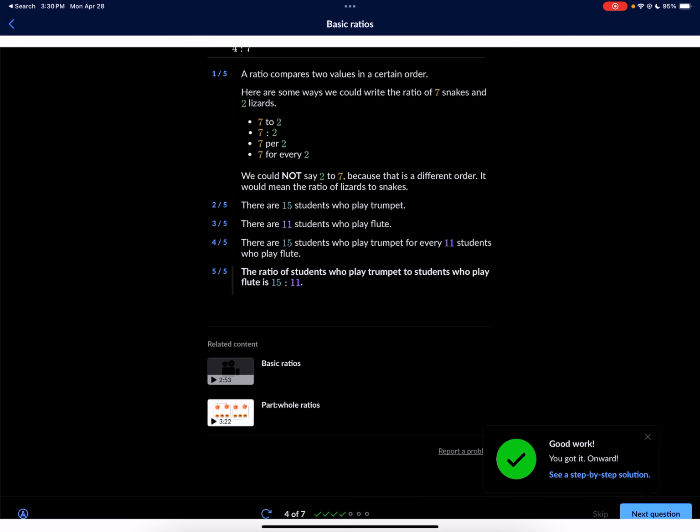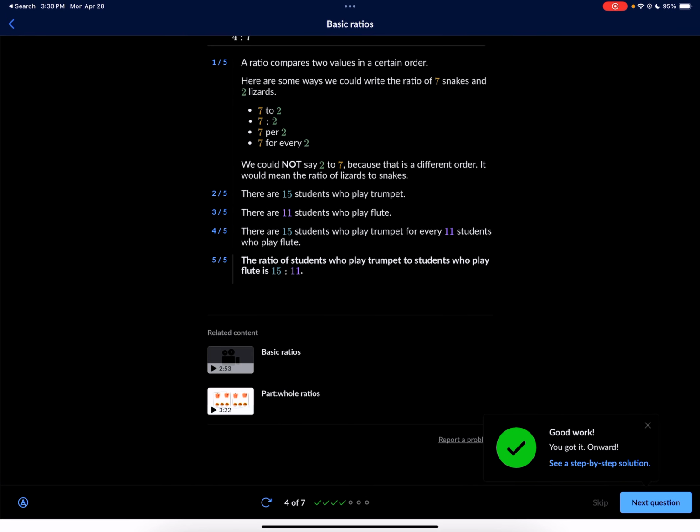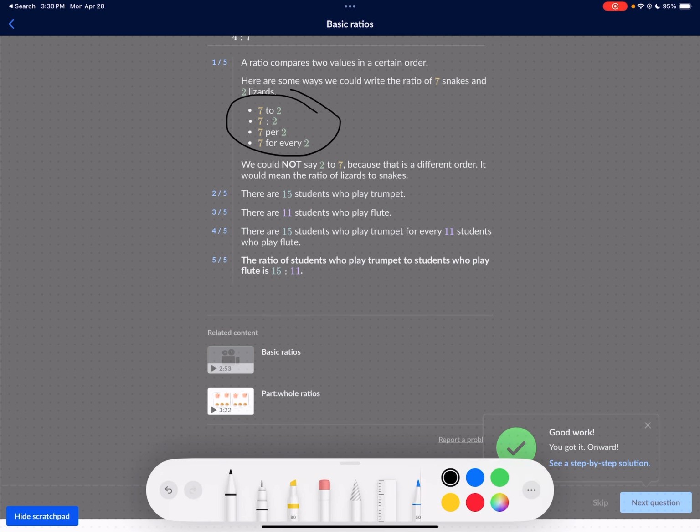So here's the answer explanation. And yeah, these are all the ways you could say it. Like we did say 2 for every, and I did represent colon right here. That's going to be the main way just for the purpose of speed. But you can do this, you can do this, you can do this. Doesn't matter.